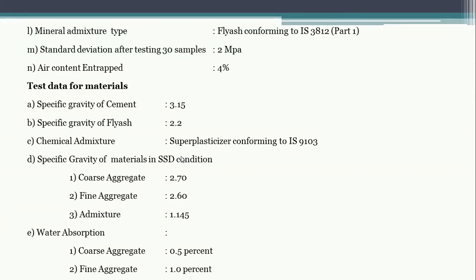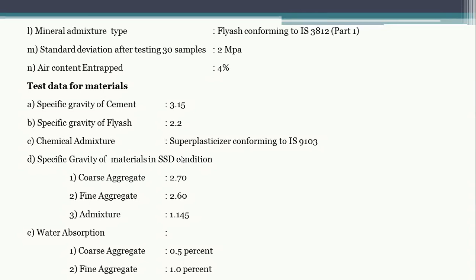Next, a very important thing is the data given in the problem. Standard deviation after testing 30 samples. Till now, we used to assume the standard deviation from IS 10262:2019. In this case, the standard deviation is given in the problem. It is after testing 30 samples, and they have found the standard deviation as 2 Newton per mm square. Next, air content entrapped. We used to take the volume of air content from the codebook based on the maximum size of the aggregate, but here the entrapped air content is also given in the data. So you should keep these two in mind.